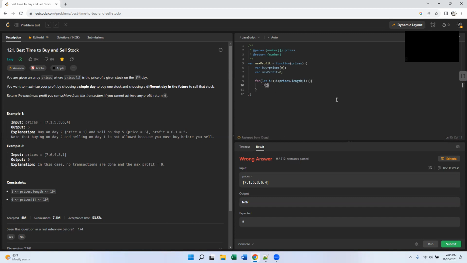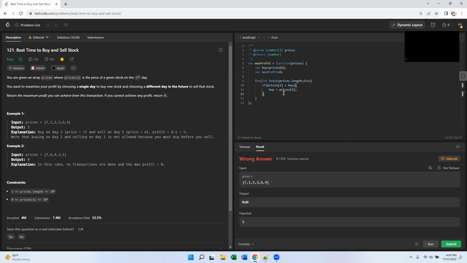So now, when can we buy it? We can buy it if the current stock price is less than the last time we bought the stock, right? Then only we have to buy it. So if the current price is less than the last time when we bought it, then let's go ahead and buy it, right? So we just bought it.